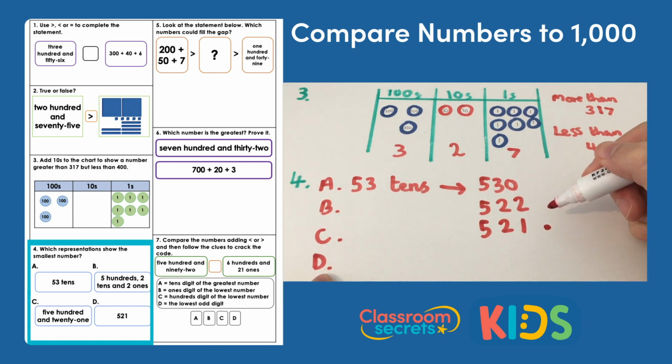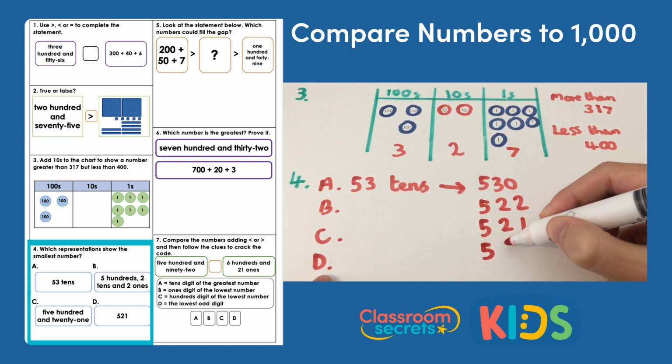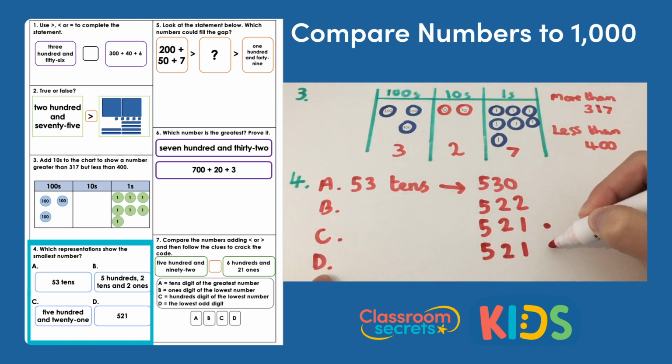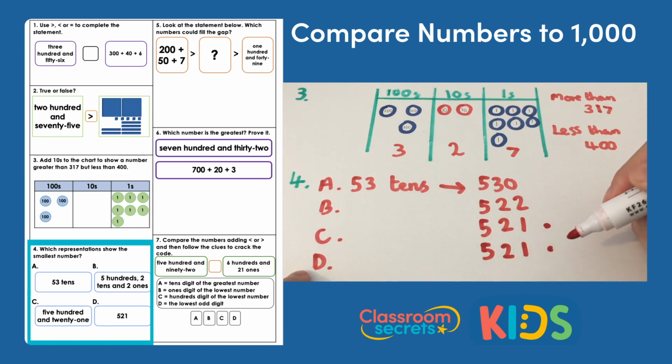Let's have a look at D. Ooh, that's been given to us in a numeral form, 521. So that's also the smallest. It's the exact same number. So C and D are both your smallest numbers there.